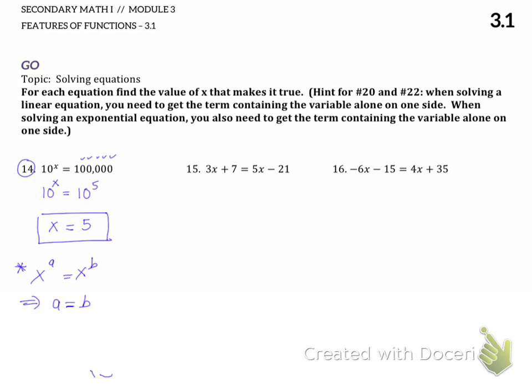I'll just go over question number 16, and it's all about solving it. You collect the variables on one side. Basically I add 6x to both sides. I do that, so I get negative 15 is 10x plus 35. And what I would do now, I subtract 35 from both sides. You can start your problem the way you like. Negative 50 is equal to 10x, and you divide both sides by 10, you get negative 5 is x, or x is negative 5.